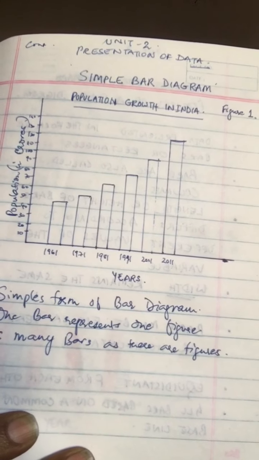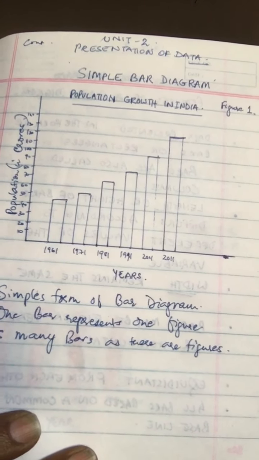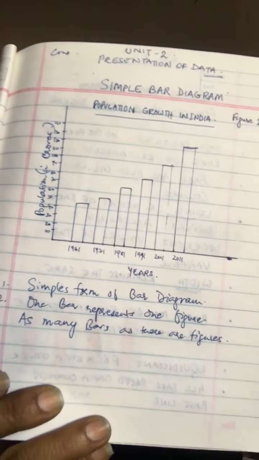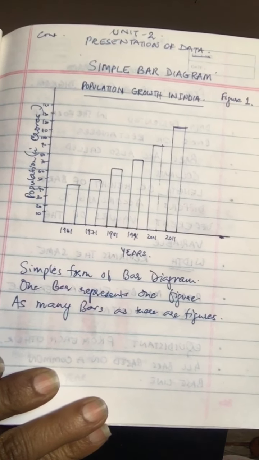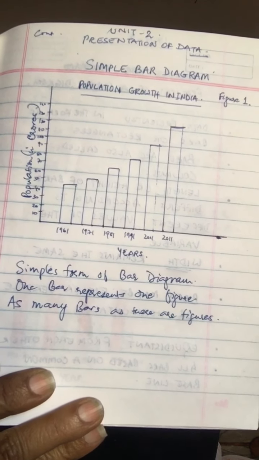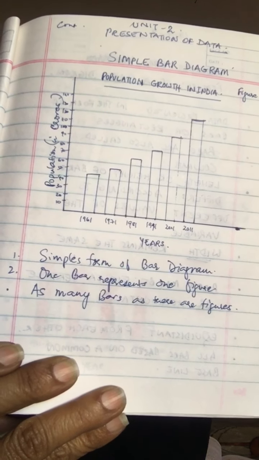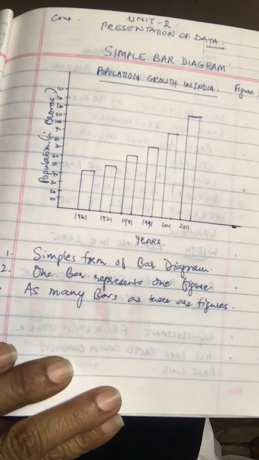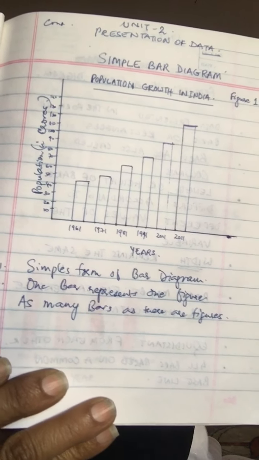1971, one value, that is 54.8 crores. In 1981, the population rose to 68.3. I have left the bars just like that because there's just one value, but one can color it to make it attractive. And here we see how the population is growing throughout these years from 1961 on to 2011.